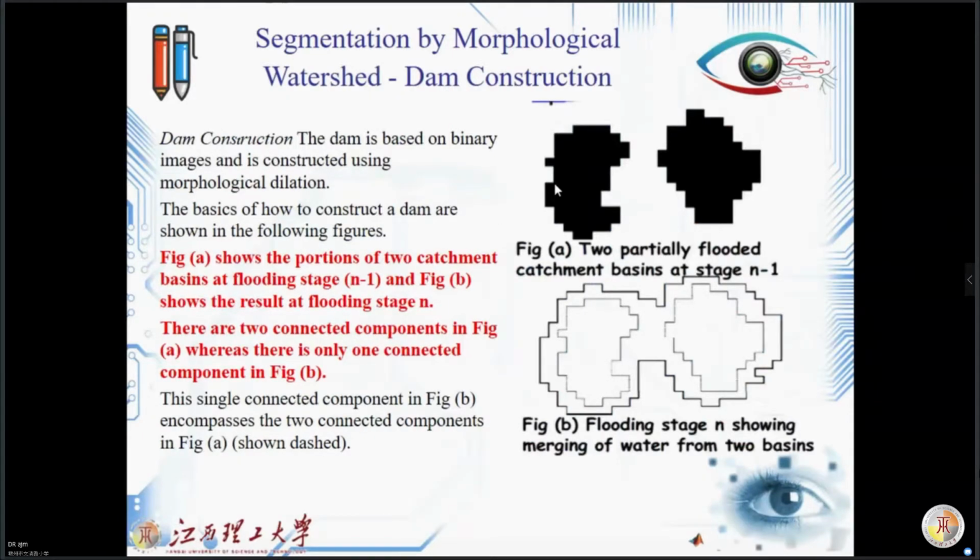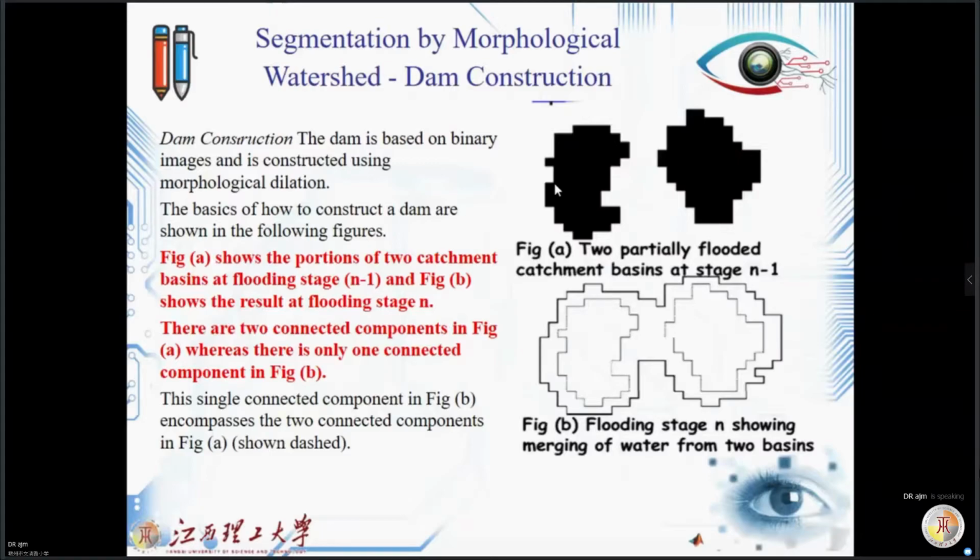Another method in segmentation by morphological watershed is dam construction, which is based on a binary image and is constructed using morphological dilation. The basics of how to construct a dam are shown in a figure that we have. Figure A shows the portion of two catchment basins at flooding stage n minus one. And figure B shows the result of flooding stage n.